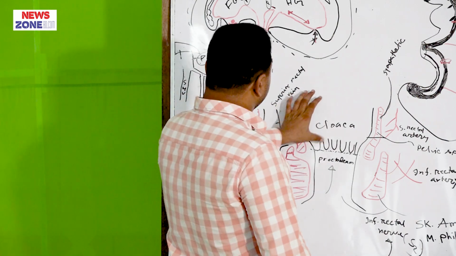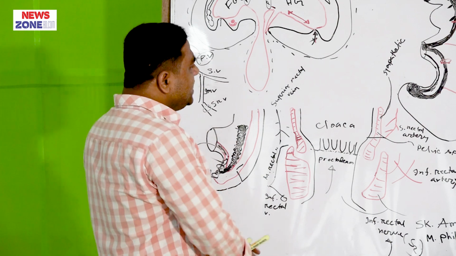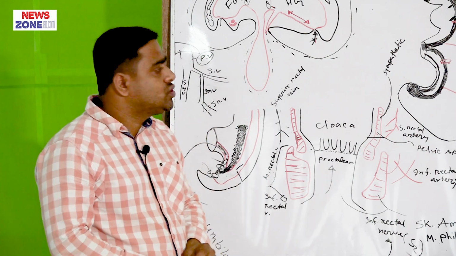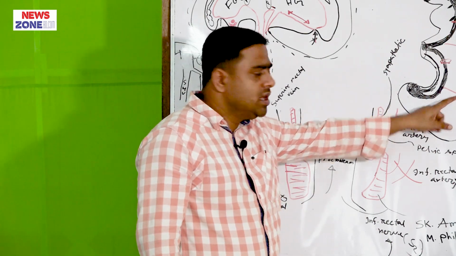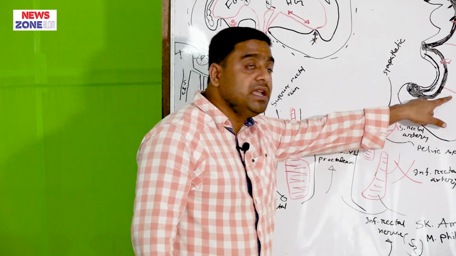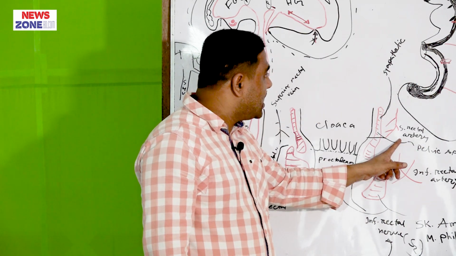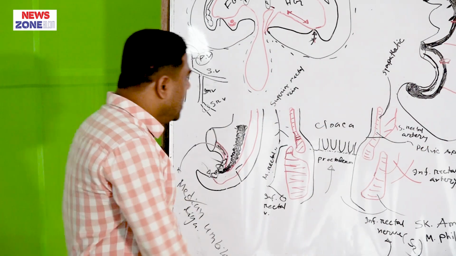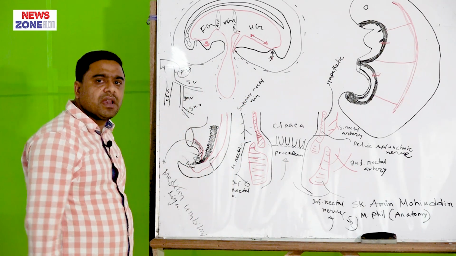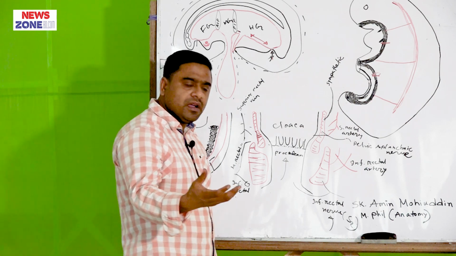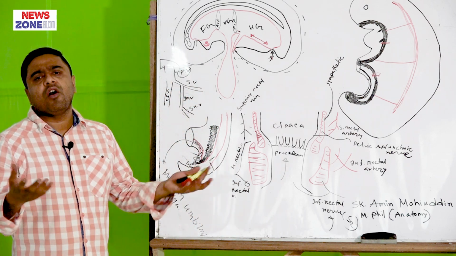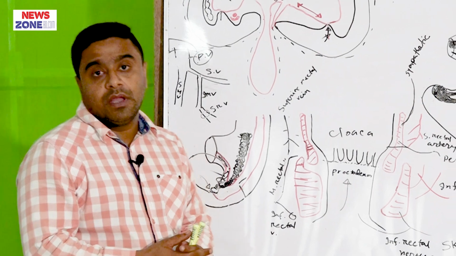And we know that the upper 2/3 of the anal canal is supplied by the superior rectal artery. This superior rectal artery is the branch of the inferior mesenteric artery. The lower 1/3 of the anal canal is supplied by the inferior rectal artery. This inferior rectal artery is the branch of the internal iliac artery, and the internal iliac artery is the branch of the common iliac artery.